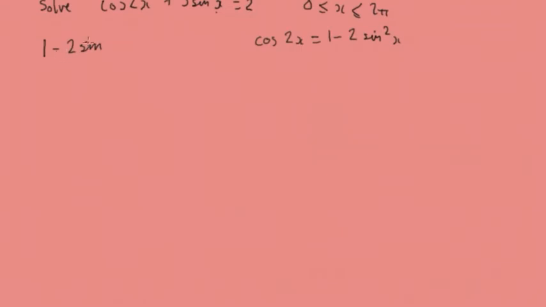So let's go: 1 minus 2 sine squared x plus 3 sine x equals 2, and we're going to rearrange this. So we have 2 sine squared x minus 3 sine x plus 1 equals 0.